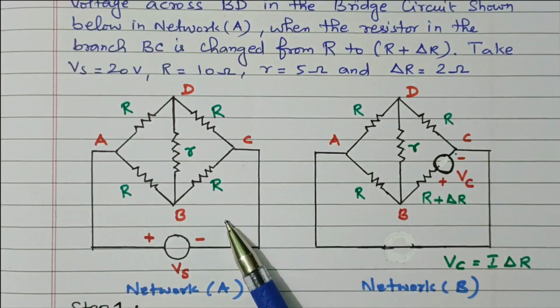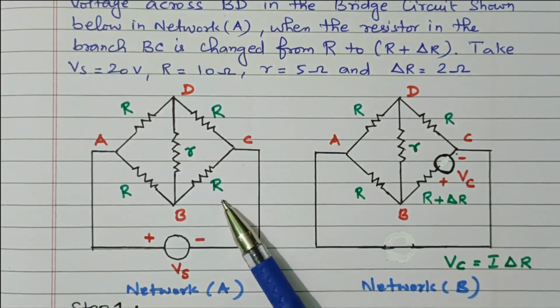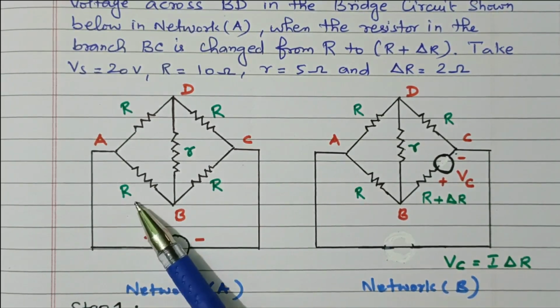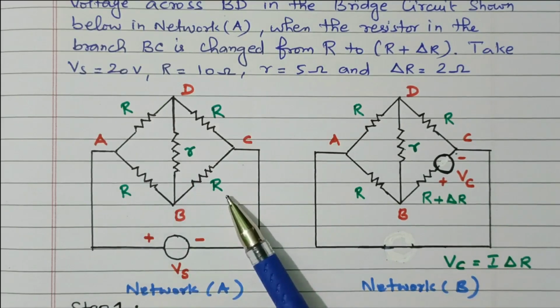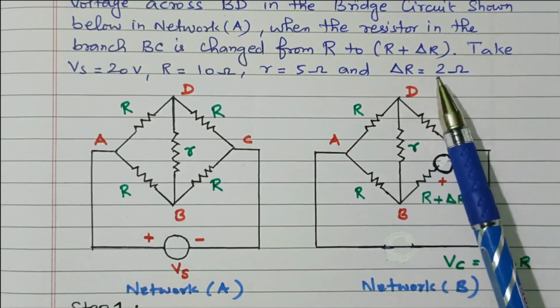Right? So the bridge circuit is given. In this, the branch BC resistor is changed to R plus DR. The Vs value is 20, R is 10 ohm for all the resistors, small r is 5 ohm, and the change in resistor is 2 ohm.